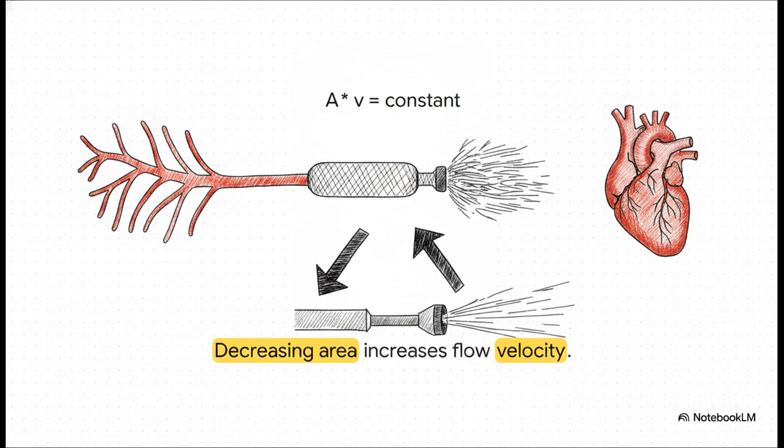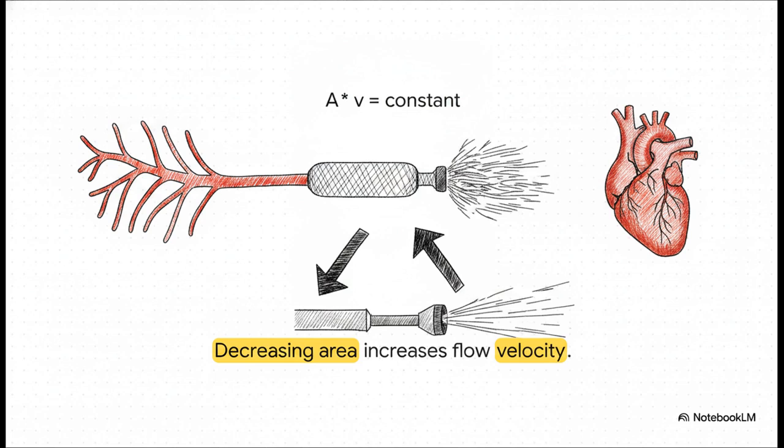Assuming we have that perfect, ideal flow, some pretty amazing rules pop out. Think about watering your garden. When you thumb the end of the hose, you're shrinking the cross-sectional area of the opening. But since liquids are largely incompressible, the exact same volume of water still has to squeeze out of that hose every single second. To pull that off through a smaller hole, the water simply has to speed up.